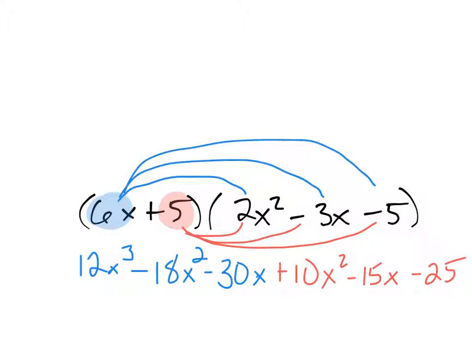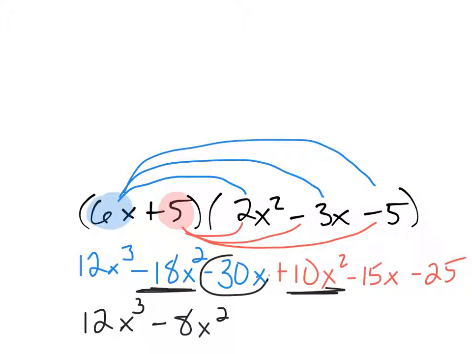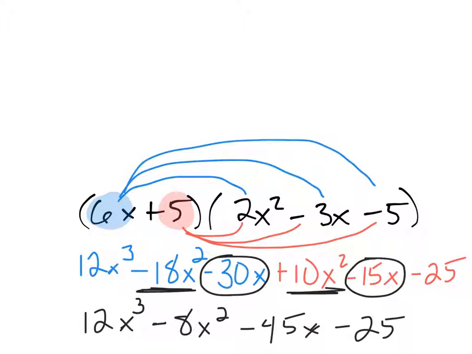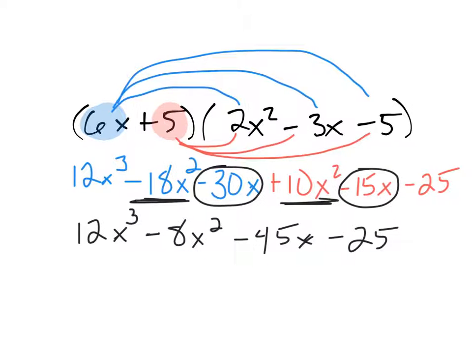Now again, we go through and we look for like terms. So the 12x cubed, does it have a like term? No. And so we wind up with the 12x cubed staying exactly the same way. Then negative 18x squared, like term? Yes, 10x squared, which is going to leave me with negative 8x squared. And then what about the negative 30x? 15x. And so that's got the negative 15x, which is going to leave me with negative 45x. And then last but not least, we have the minus 25. And so I get left with this as my answer.